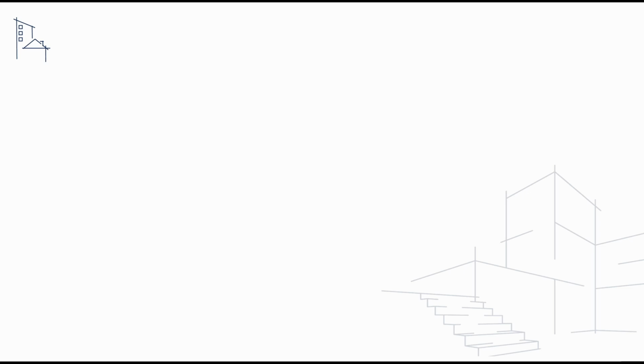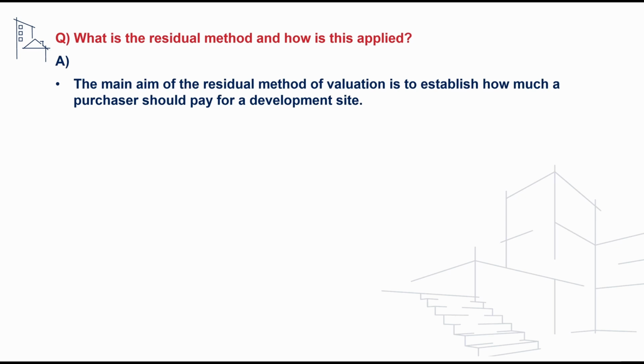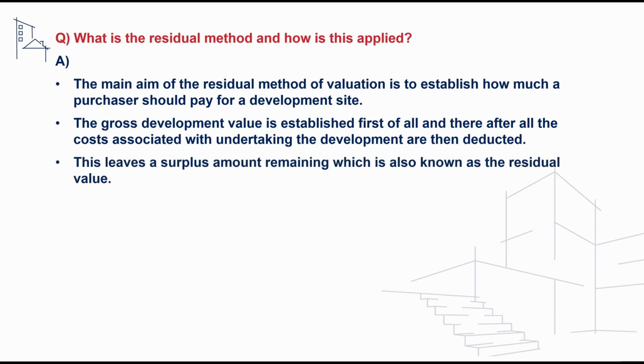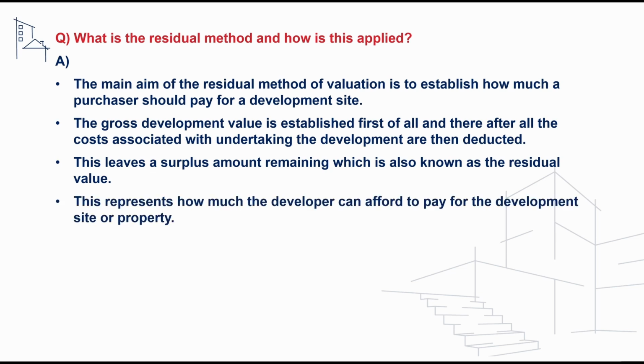The first question that we'll take a look at is, what is the residual valuation method and how is this applied? And to address this, we can say that the main aim of the residual valuation method is to establish how much a purchaser should pay for a development site. The gross development value is established first of all, and thereafter all the costs associated with undertaking the development are then deducted. This leaves a surplus amount remaining, which is also known as the residual value. This represents how much the developer can afford to pay for the development site or property.